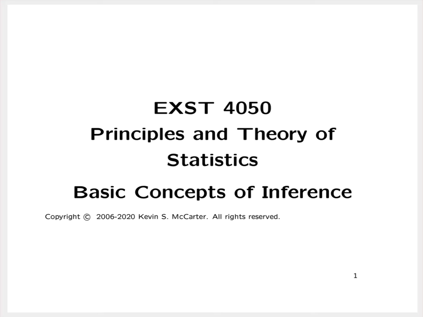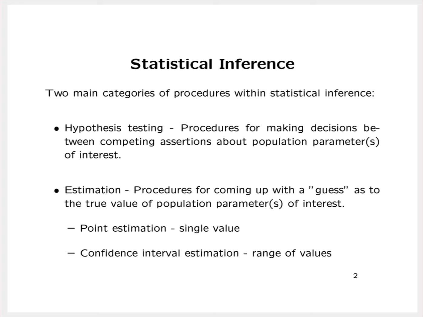Now, from here on out, for the rest of the course, we're going to be looking at different methods, or ways, of performing statistical inference. There are two main categories of procedures within statistical inference. The first would be hypothesis testing, procedures for making decisions between competing assertions about population parameters of interest. And then the second would be estimation, procedures for coming up with what we might call a data-based guess as to the true value of the population parameters of interest.